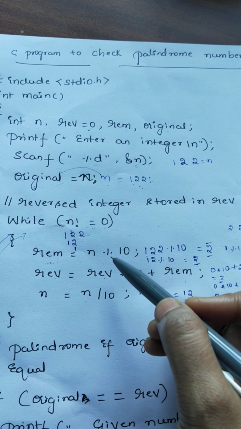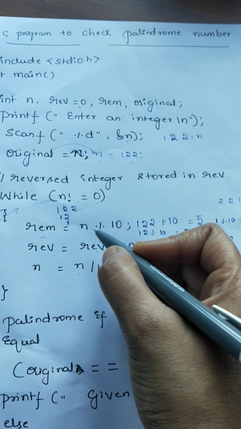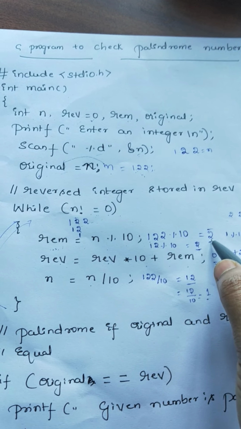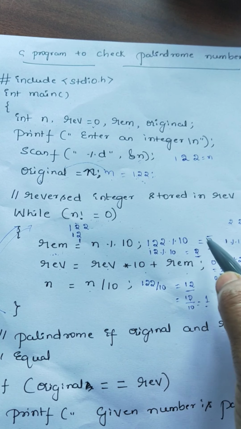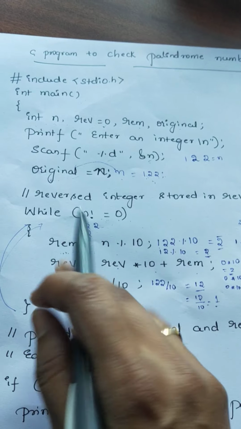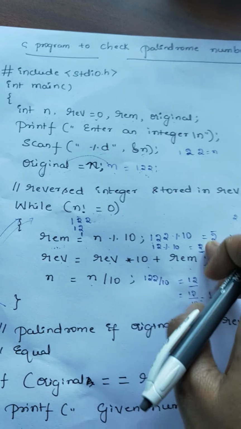Then remainder is equal to n modulo 10. What is the n value? 122. 122 modulo 10 gives you 2. Always the modulus operator gives you the remainder. So here 2 is the output, 2 is the value we got. Remainder is equal to 2 now.